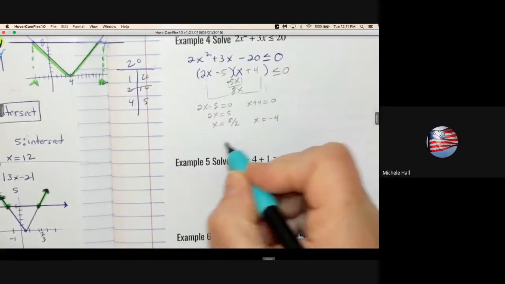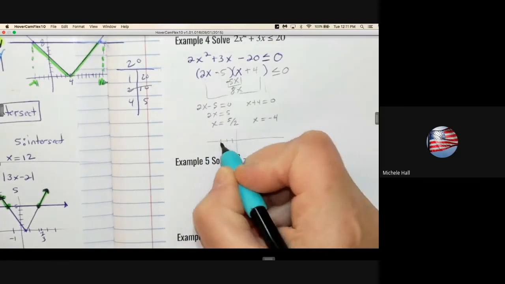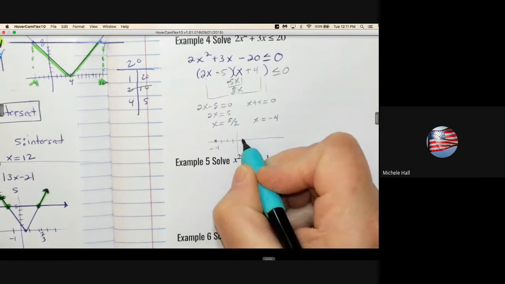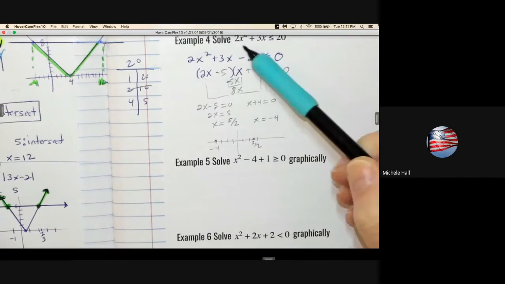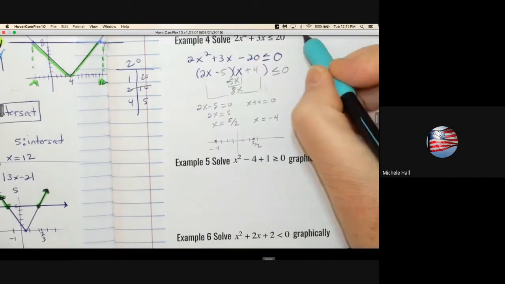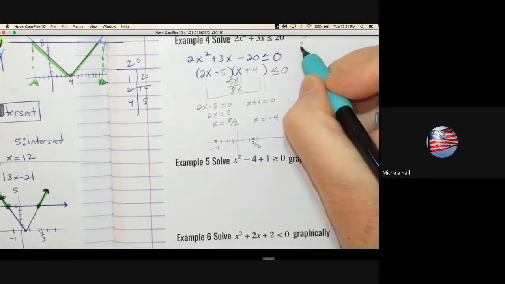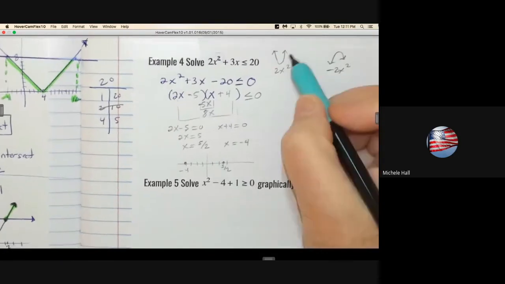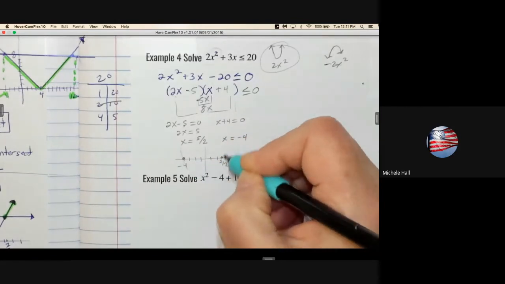So I have this parabola. Let's put our stuff on the number line first. What do we have? We have negative 4, and we have 5 halves. We have this parabola. It's positive. That means it's facing upwards. It would have to be a negative 2x squared to be facing downwards. Okay, we know it's this one. It's facing upwards.